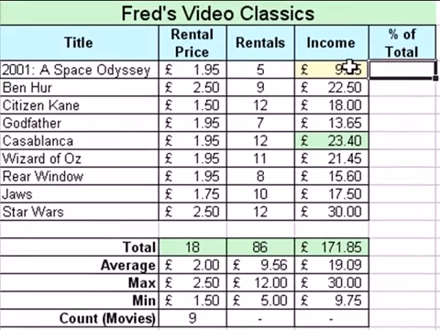Okay, let's do the calculation then. So we want to work out what percentage value of the sales total 2001: A Space Odyssey has earned, and we're going to do that right now. As with any calculation in Excel, you start by pressing the equals key on the keyboard. As soon as you do that, Excel knows that whatever follows will be part of a calculation.